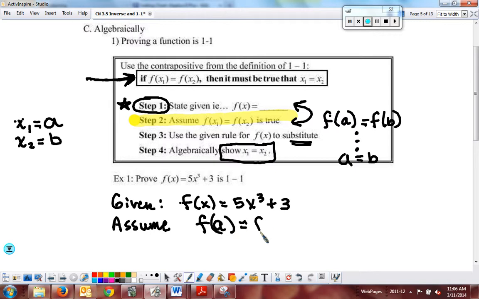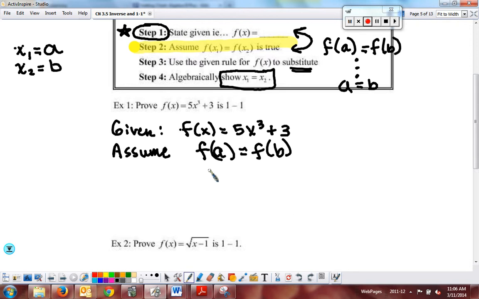f of A equals f of B. What does that mean? It means I'm assuming the y values are the same for an x equal to A and an x equal to B. What does function notation, what does f of A mean? Now here's the actual meat of the proof. You plug in A for every x. Do you see how I said combine the two together? Plug A into the function you were given. That would give me 5a cubed plus 3. Now plug in b: 5b cubed plus 3.